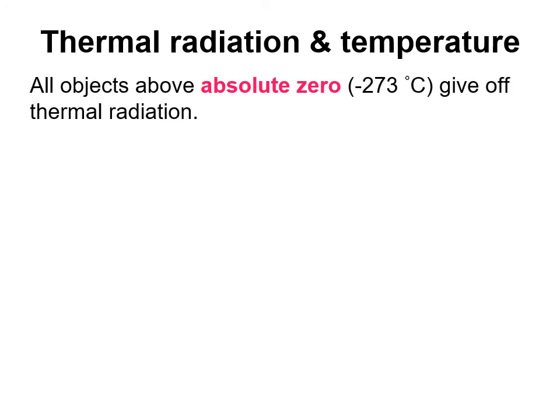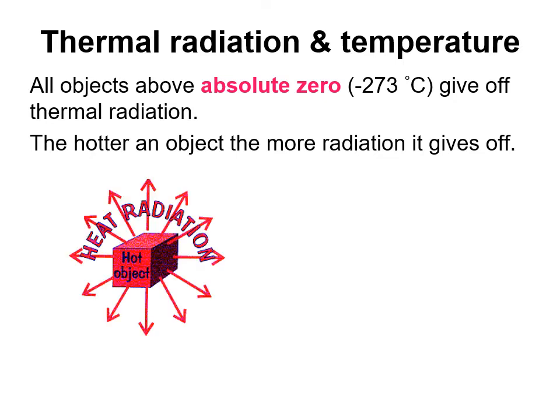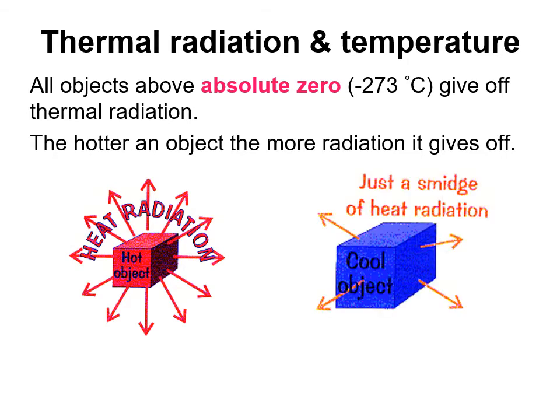So there is a link between thermal radiation and temperature. All objects above negative 273 degrees Celsius, which we call absolute zero, give off this heat radiation, this thermal radiation. And the hotter you are, the more radiation you give off. Or the hotter the object, the more radiation it gives off. Here we have a hot object and it's giving out that heat radiation. It's radiating heat. And a cooler object still radiates heat, but not as much.